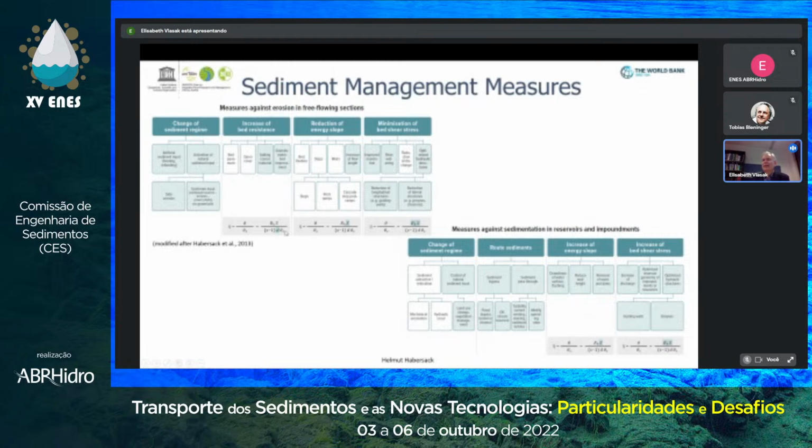More systematically, what can we do now? So I want to focus on the right side here because this is for free-flowing sections, but this is something for the reservoirs and the impoundment. What can we do now? Of course, we all know we can have a change of the sediment regime. So we have 4 ways in this more schematic drawing. We have here the sediment regime. We have the routing of the sediment.